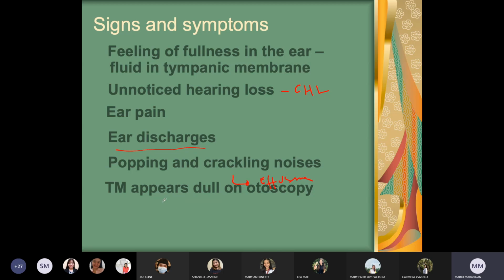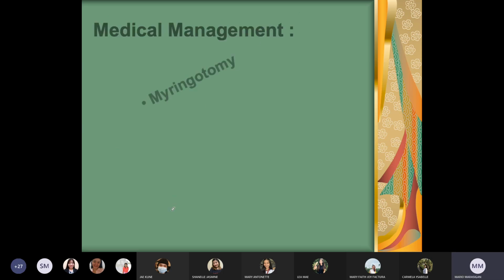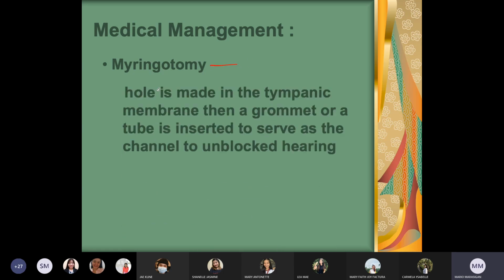The tympanic membrane appears dull on otoscopy. Air bubbles are also present in the middle ear. For medical management, they will put an opening, no? Myringotomy. They will put a hole or opening in the tympanic membrane. Then they will put a grommet.